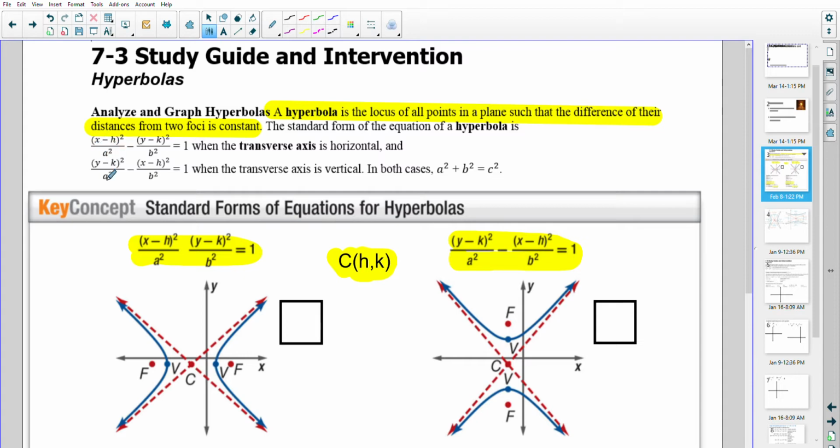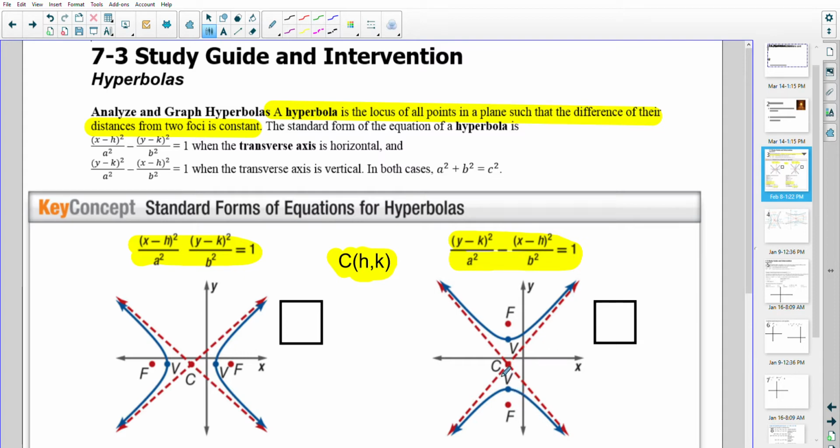Is it an x squared? Is it a y squared? If it's x squared, then the horizontal line is going to be a transverse axis, which means the hyperbola is going to open left and right. If the y squared is first, the hyperbola is going to open up and down.